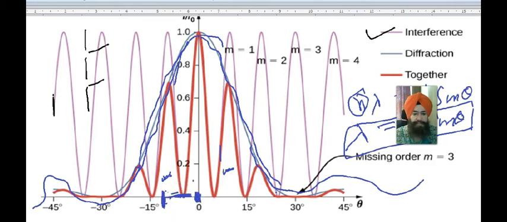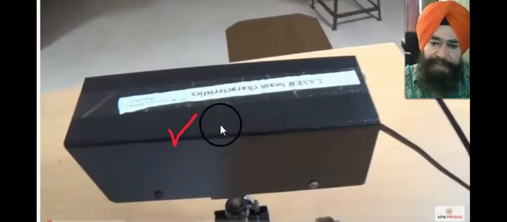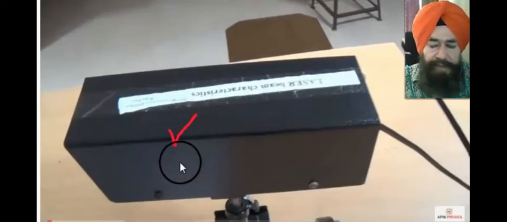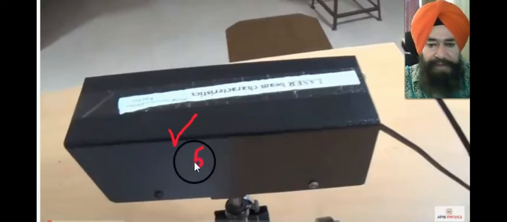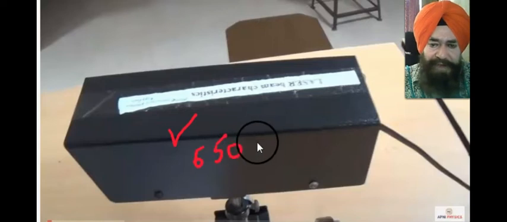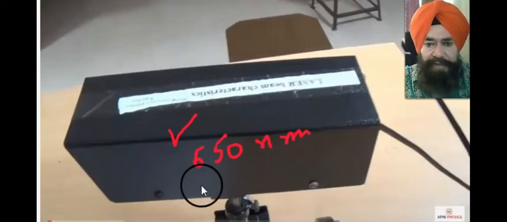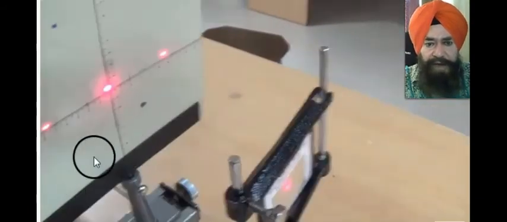Okay. So this is basically the source of light, a laser source. The laser which we are using is red in color and has a wavelength, I think, of 650 nanometer. Then we are having a grating, and here we are having a screen.